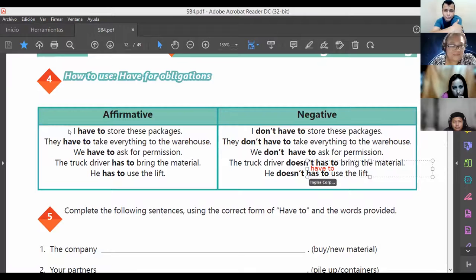Karen has to store this package. I don't have to store this package. Okay, very good. Very good.